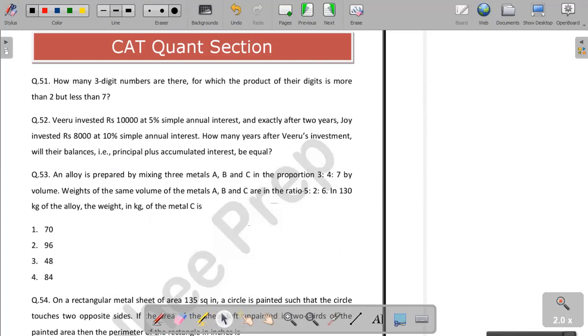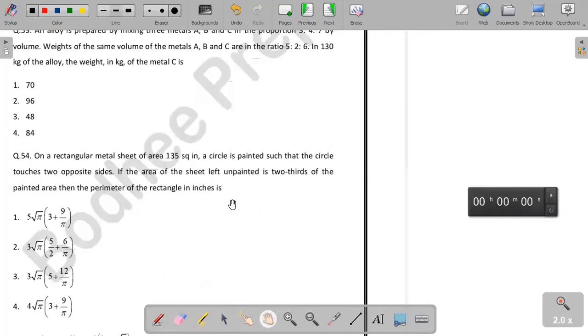An alloy is prepared by mixing three metals A, B, C in the ratio 3, 4, 7 by volume. Weights of the same volume of the metals are given, in 130 kg of alloy. Okay, weights of the same volume. So if one volume's weight is this, I multiply: 18 and 42 in 130 kg of alloy, that is 48 plus 50, 65, and I will double it. So 30, 16 and 84. Fine. The metal C would be 84, so 84 should be the answer. I will solve it very fast, and this is not a question you should spend time on.